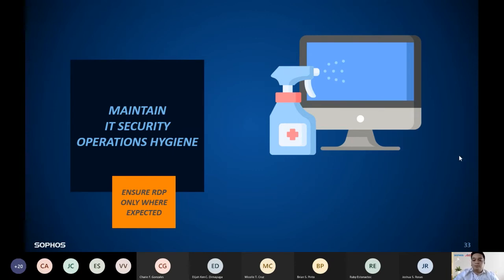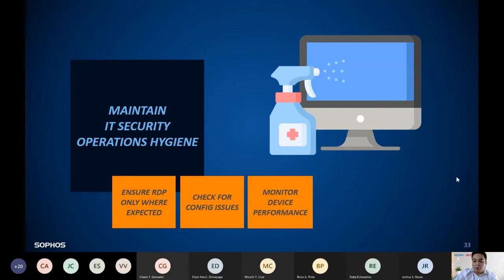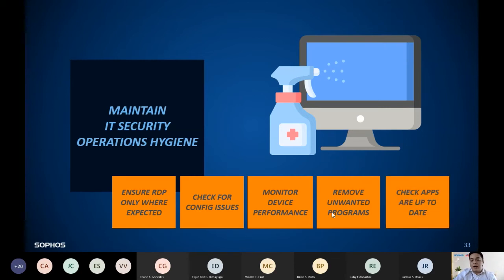For example, ensuring your RDP, or remote desktop protocol, is running only where you need it and expect it. Regularly checking for configuration issues, monitoring device performance, removing unwanted or unneeded programs. These are an IT hygiene check that we have to highlight when we do our IT hygiene program towards our organizations.